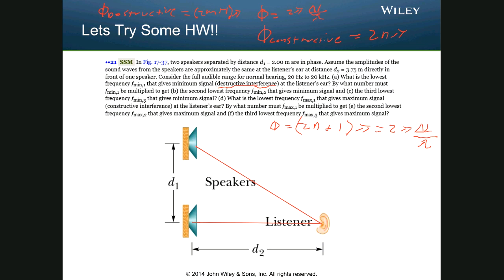In order to find this length, we can just use the Pythagorean theorem, and we get that it's the square root of d1 squared plus d2 squared. You just know that from right triangles. So delta L, if we're going to call this D2, we'll call that D1.